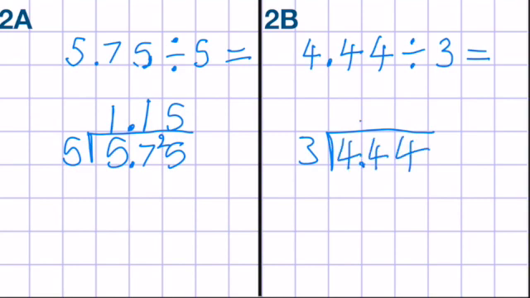Over on this side, 4.44 and a decimal point above. 3 goes into 4 once with a remainder of 1. 3 goes into 14 4 times with a remainder of 2. And 3 goes into 24 8 times.